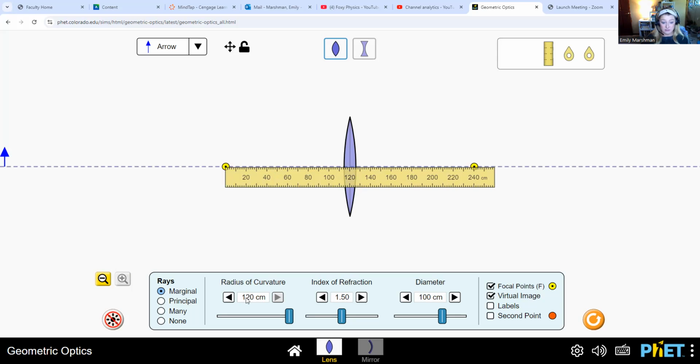This radius of curvature should actually say 240. So just FYI. I don't know why there's a problem with that, but just be careful when you're doing the lab.